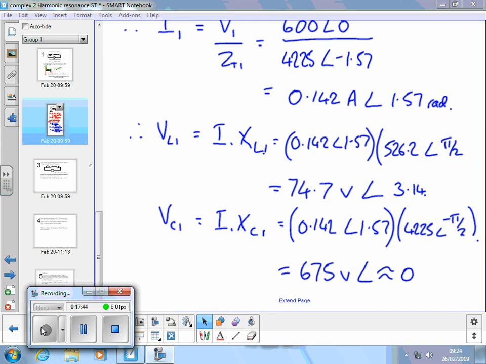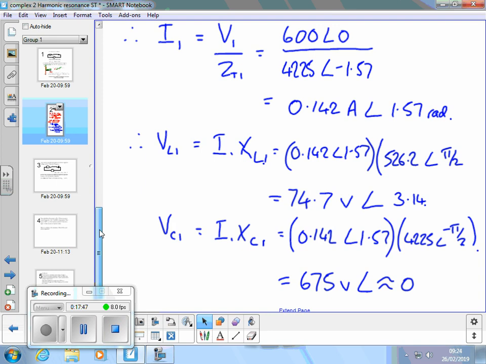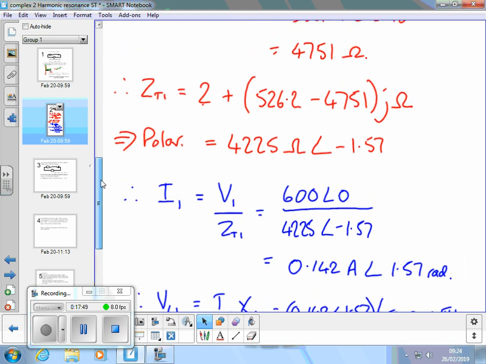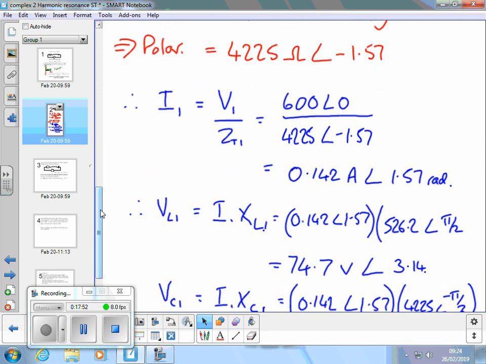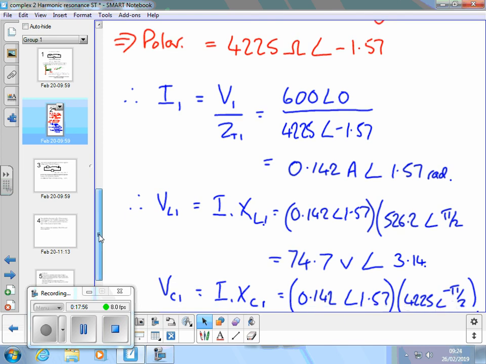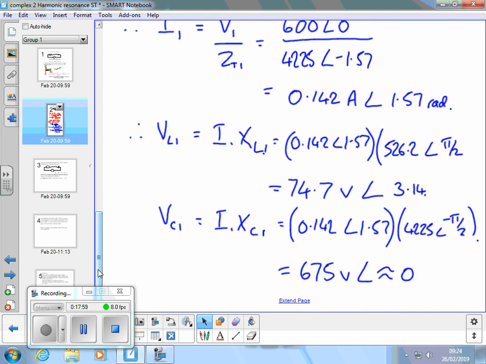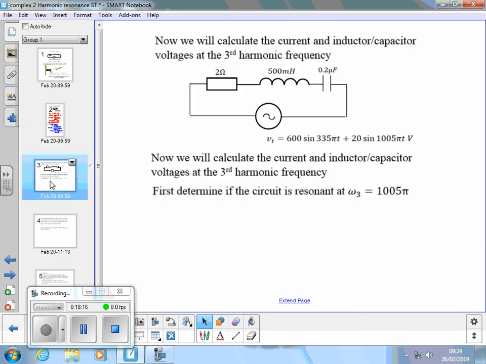All right. So that's the situation if we only had the intended fundamental: we'd have a current flowing of 142 milliamps, the voltage across the capacitor would be 675 volts and the voltage across the inductor 774.7 volts. Okay. So now what we're going to do is calculate the current and the inductor and capacitor voltages at the third harmonic frequency.